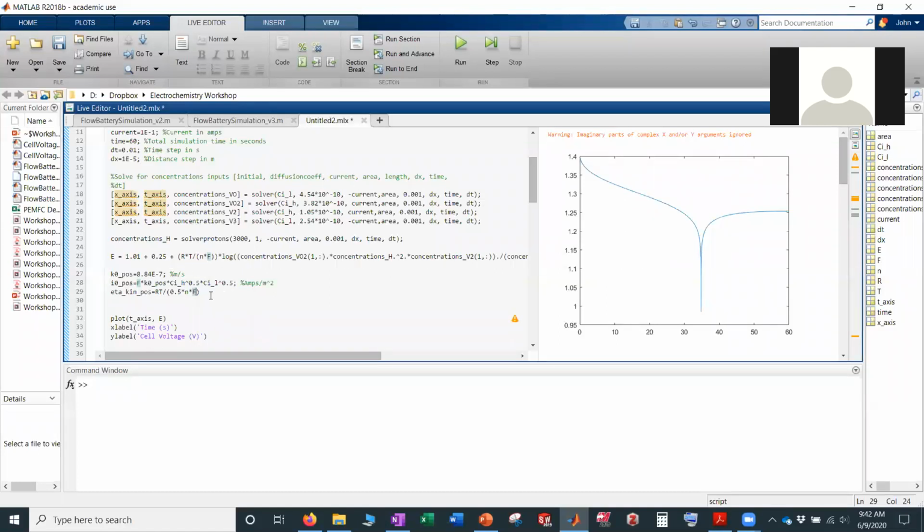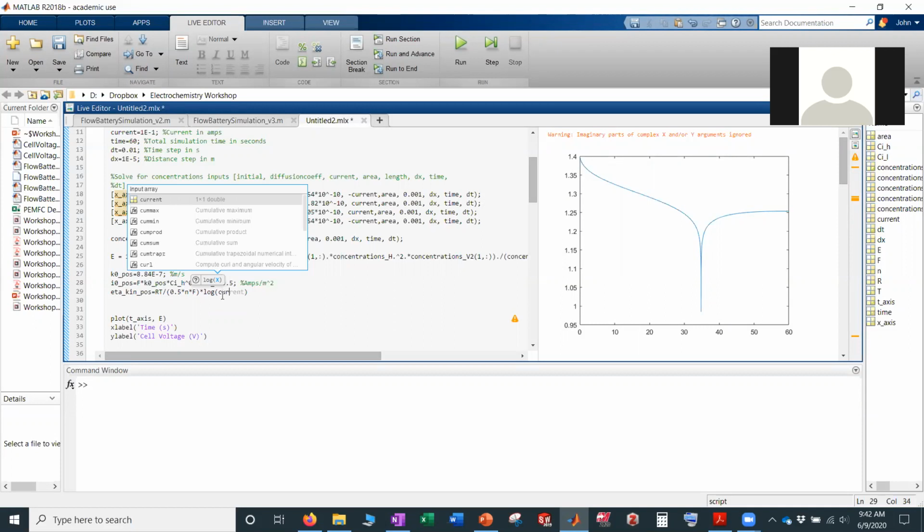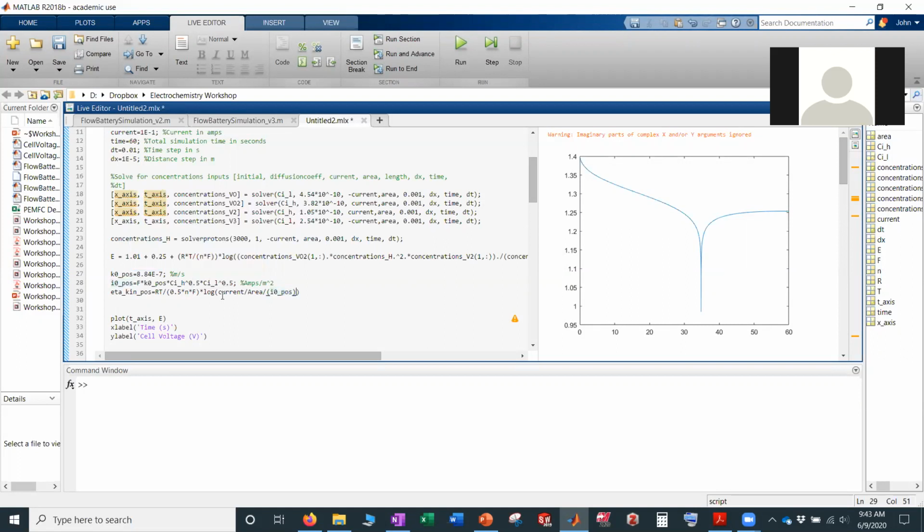Okay, so this all looks good. And it's going to be times log. So log is natural log, and we're going to have our current that we pick divided by area. So that's our current, that's our current density. And this term is going to be divided by our I naught positive. And this is going to be times.